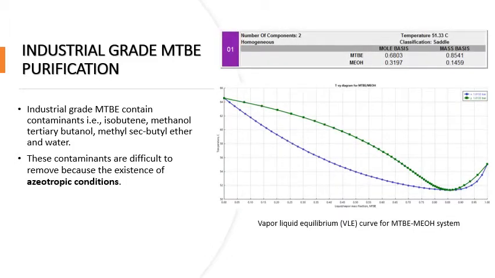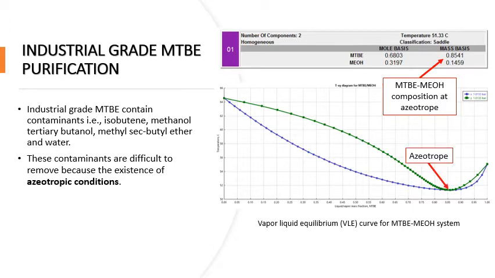The figure shows the vapor-liquid equilibrium, or VLE, curve of the system. When the mixture is distilled, it yields a solution containing at most 85.4% weight of MTBE. This is shown at the intersection of the vapor and liquid line in the VLE curve. Once this composition has been achieved, the liquid and vapor have the same composition, and no further separation occurs.